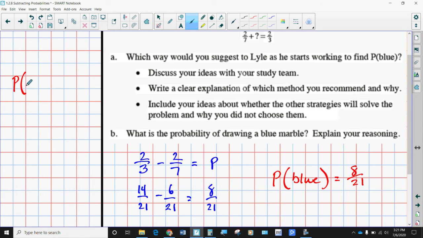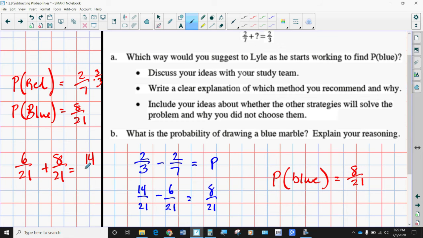Remember, the probability of getting red was equal to 2/7, and now you're saying that the probability of getting a blue is equal to 8/21. So if we add those together, we should get 2/3 for the combined total for the compound probability. Okay, so let's go ahead and do that, and I think 21 should be our common denominator. So I'm going to multiply that times 3/3 and make this 6/21 plus 8/21 equals 14/21.